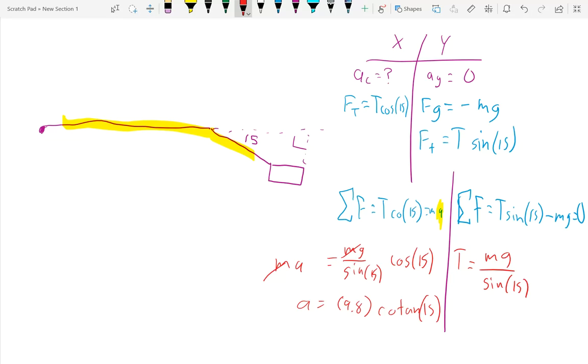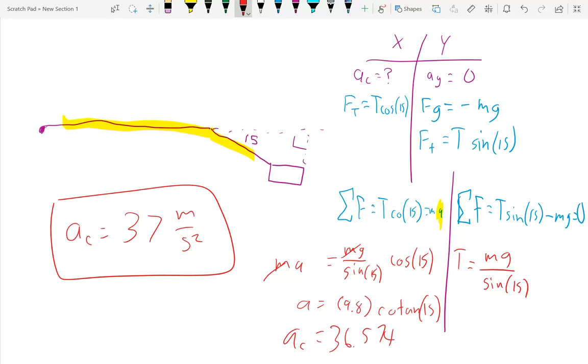And plugging that in now, I got 36.574, etc., which seems familiar, which is good. So we use sig figs, we were given 15. So we would say that the acceleration is equal to about 37 meters per second squared. And that's the other problem. Now, any questions about that? That was, of course, what we were practicing in lab.